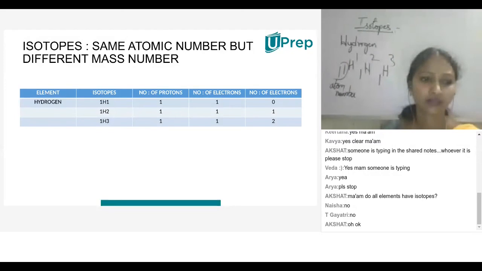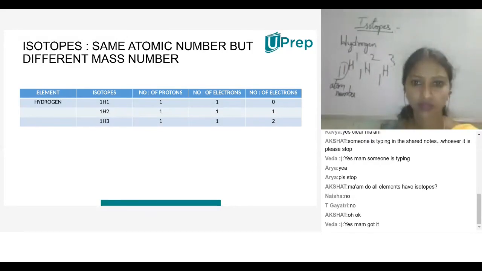Ma'am, how to know that there are more than 4 or 3 or 2 isotopes? All these are experimental proofs. They have done experiments with the instrument in the laboratory. Then only they identified it. Understood? Without any proof, they have not given these isotopes.